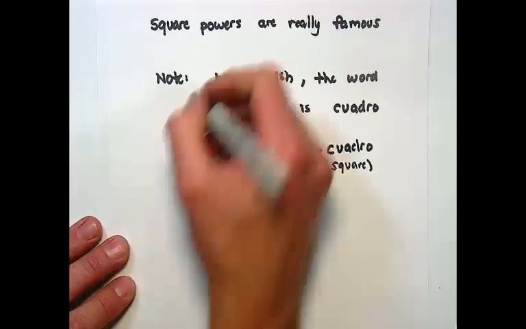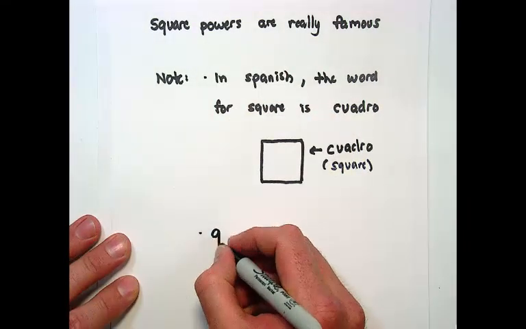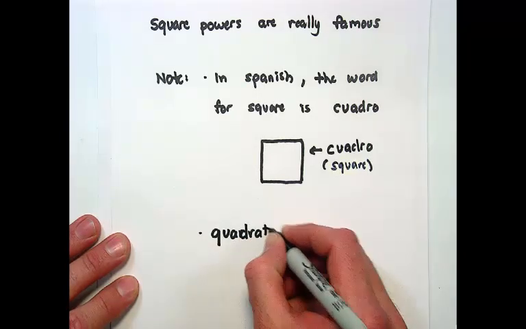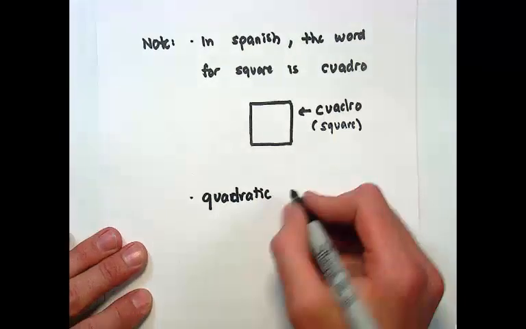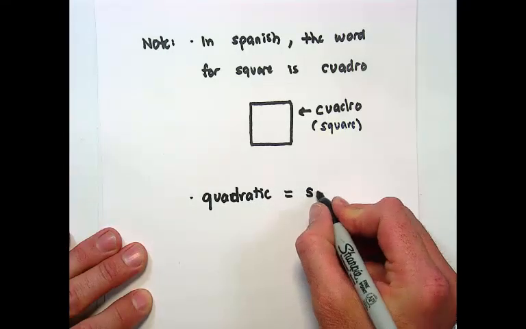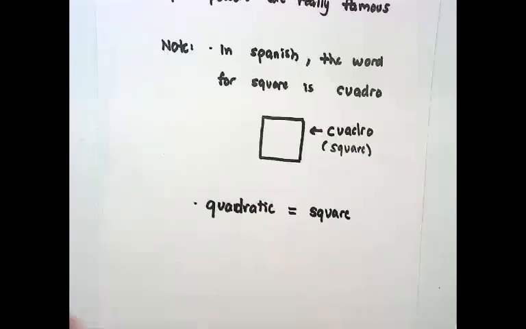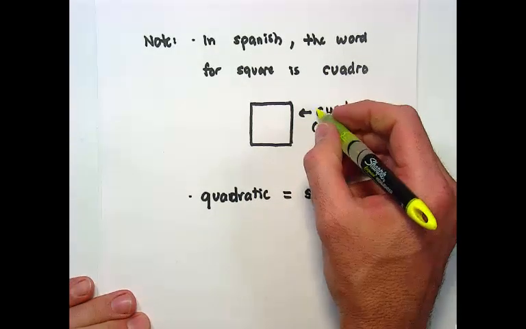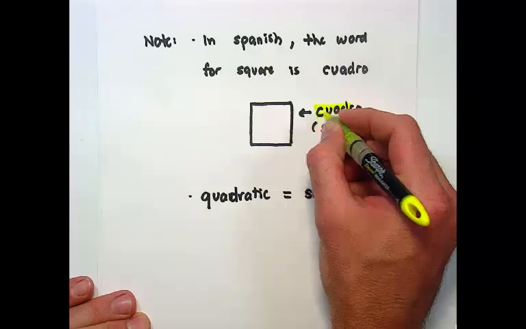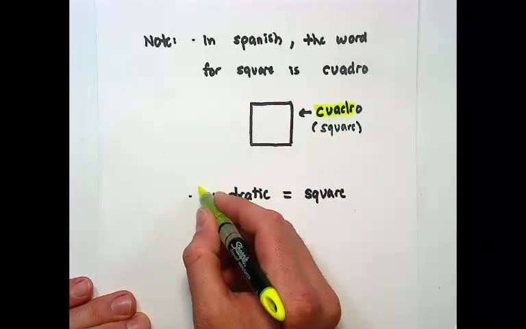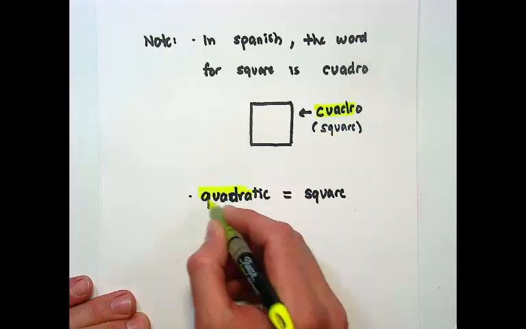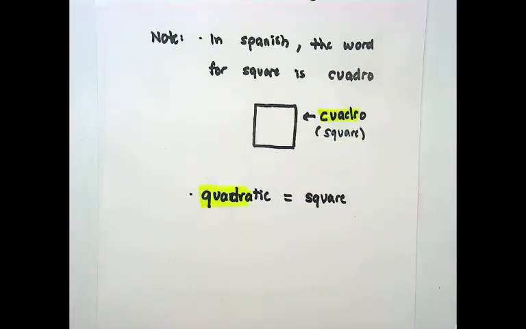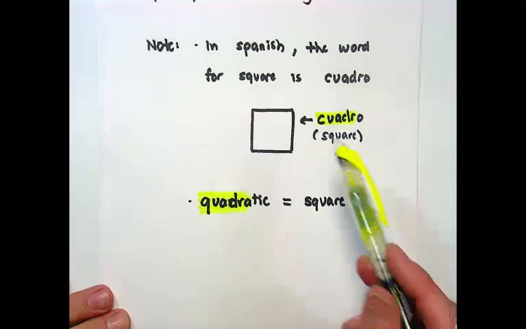In this class, when you see the word quadratic, think square. Now, wouldn't it be nice if we actually spelled things right? But remember, this is English, so the way things sound and the way things spell are very, very different, right? Stupid English. So every time you see quadratic, quadratic sounds like quadro. Quadro is square. Square power.